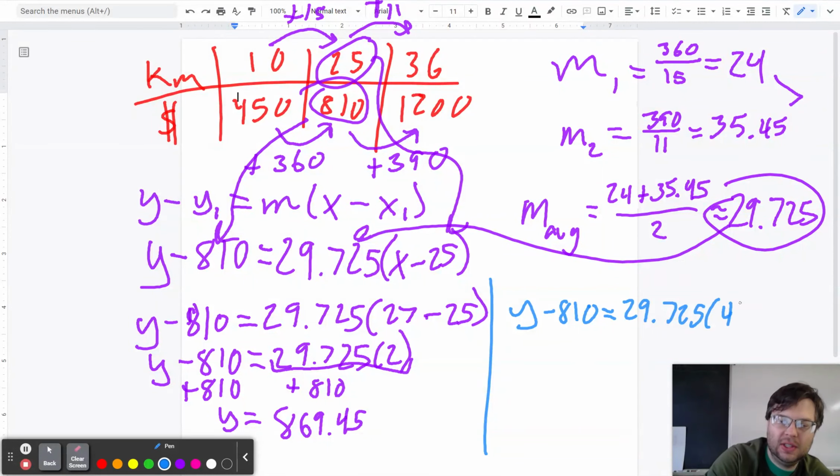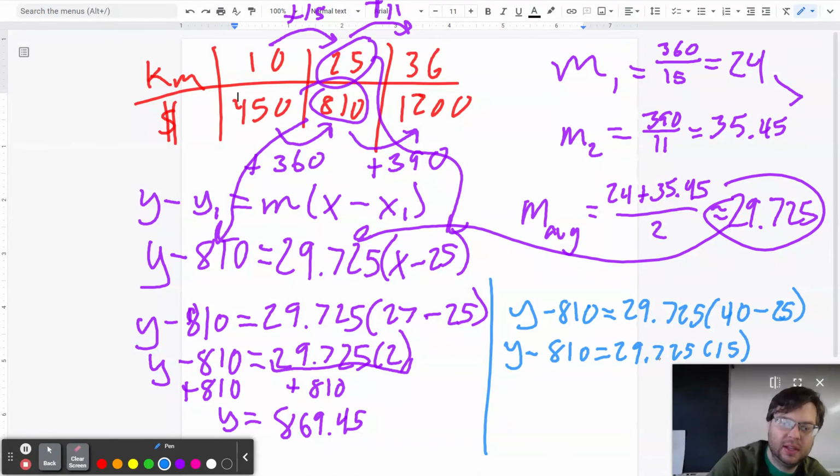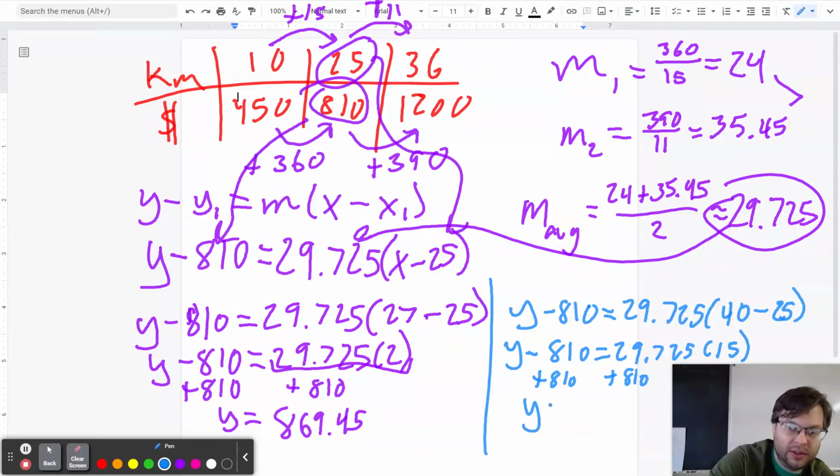The process for the other value is practically identical, where instead of 27, let's look at 40, like that. So now I'm moving 15 steps beyond the data that I have. And if I take my average slope times 15, I get 445. So I'm going to add 810 to 445, and I get 1255.875.